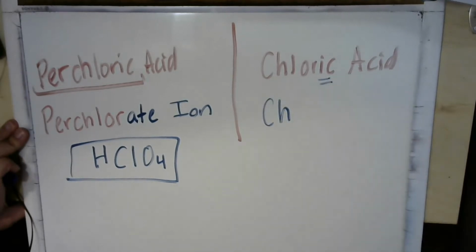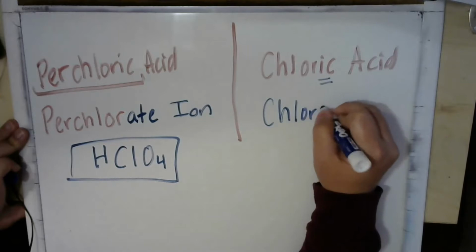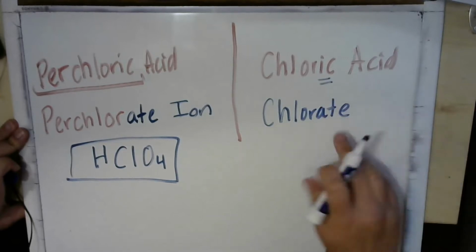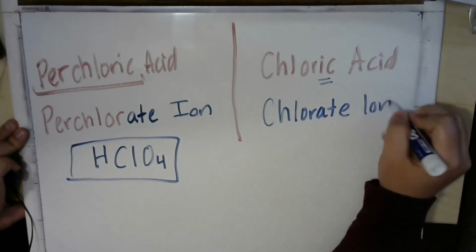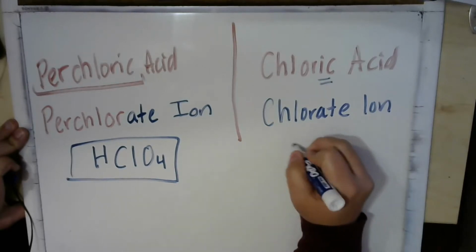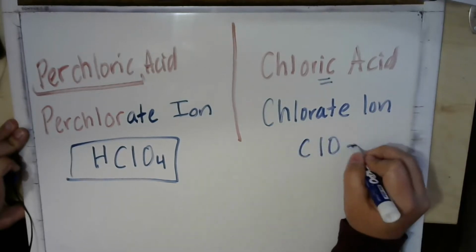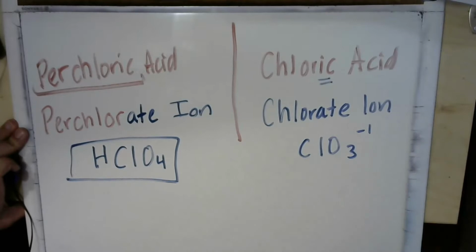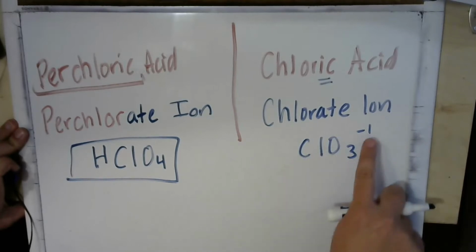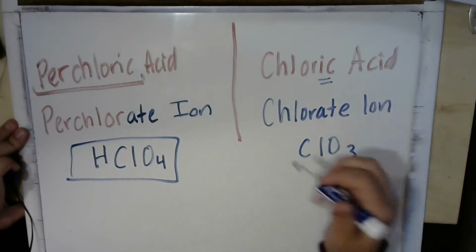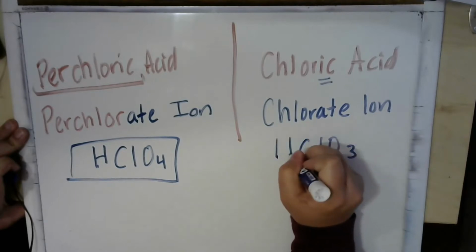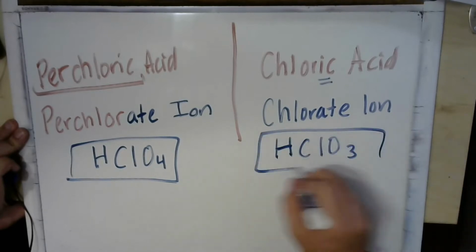If I have chloric acid, that means that I started with the chlorate ion. The chlorate ion is ClO3 minus 1. I need one hydrogen to counteract that -1 charge. So the formula for my chloric acid must be HClO3.